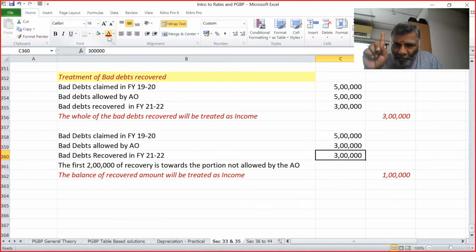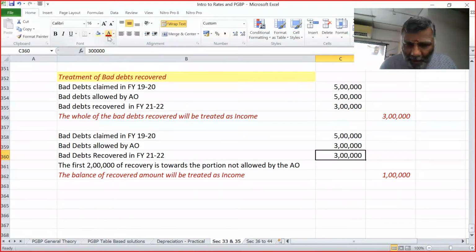At the time of recovery, the assessee can prove that the 2 lakhs you have already taxed, because I claimed it in my P&L account, you added it back in your assessment. You added that saying this 2 lakhs I am not allowing, for which I have already paid the tax. When I add it back, my income goes up, I have already paid tax. That 2 lakhs which you have already taxed, again I will not pay tax for that. Only the balance of the bad debts recovered will be considered.